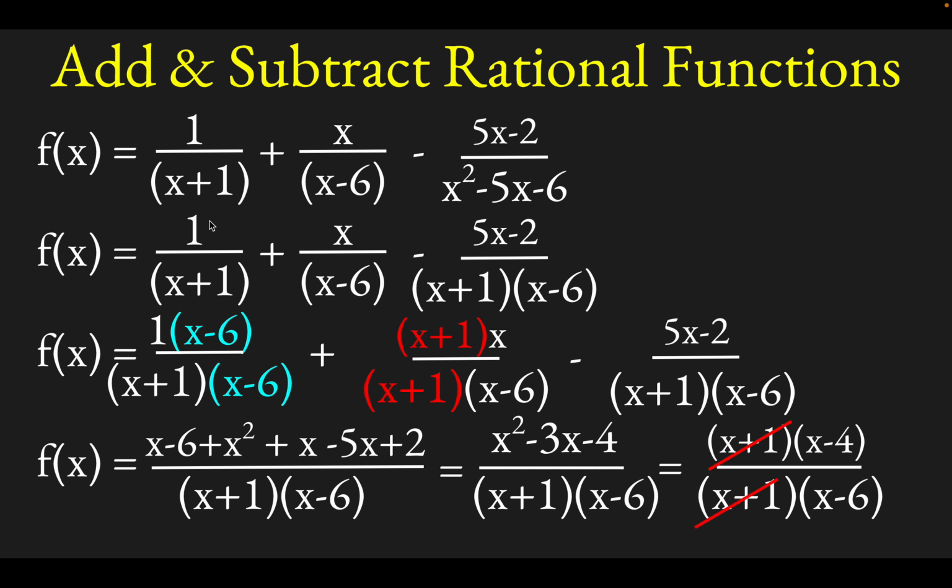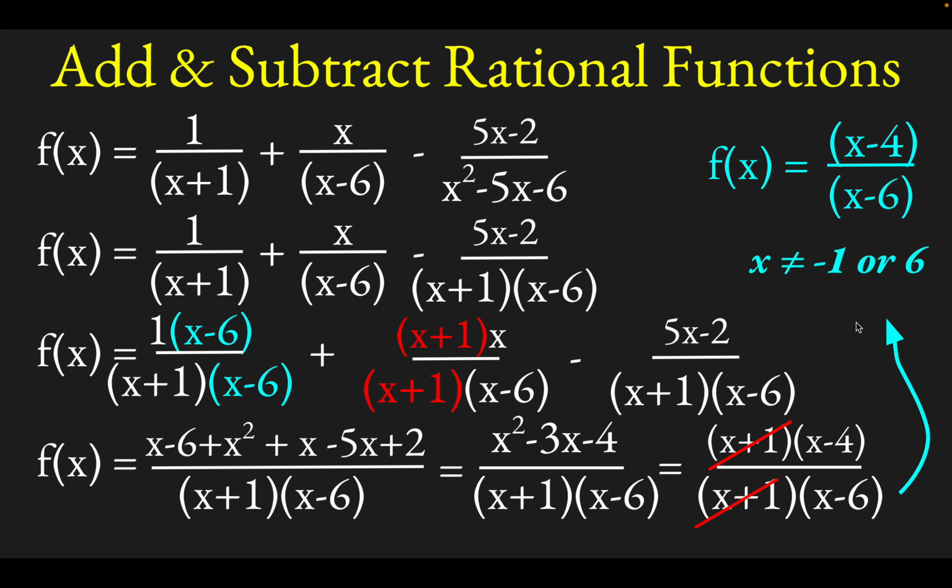And so this function can simplify to being written as x minus 4 over x minus 6, with the caveat that there's going to be a hole at x equals negative 1, because that would make this denominator 0 and that same factor appears in the numerator. So that's going to generate a hole at x equals negative 1. So it's undefined at x equals negative 1. And also x can't be equal to 6, because that would make the denominator of the second term blow up, since you'd be dividing by 0.